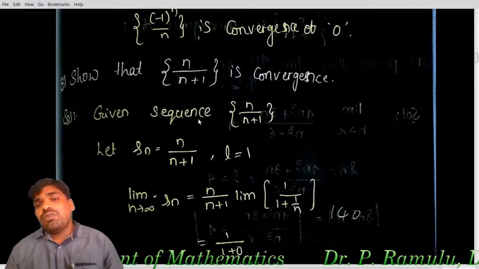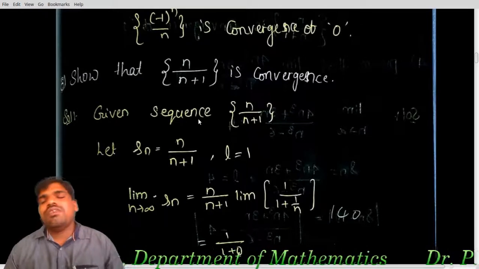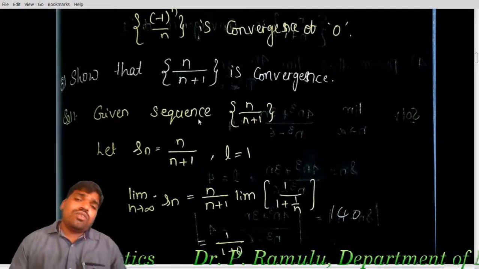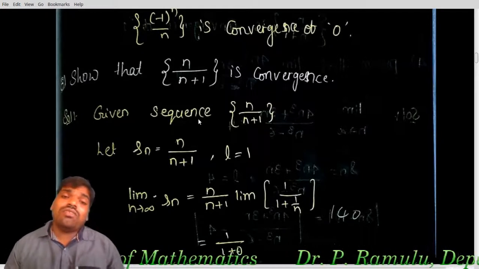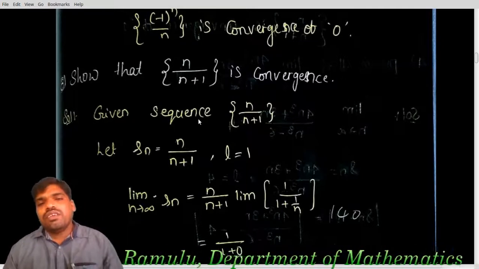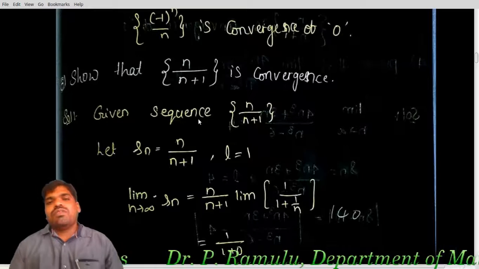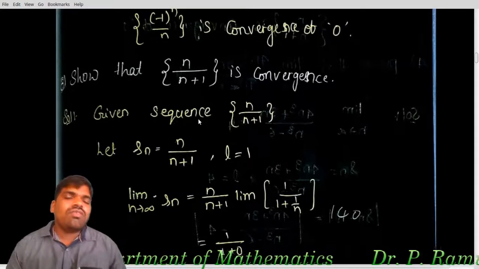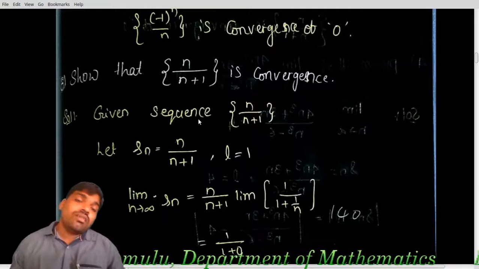Suppose 1 crore by 1 crore plus 1. We will get 0.9999999, like this. So the values approach a maximum value of 1. That's why I am observing the sequence terms. The values of the sequence are going to 1. That means it converges to 1.